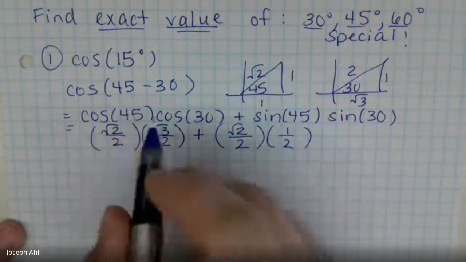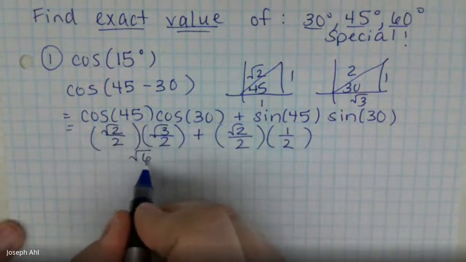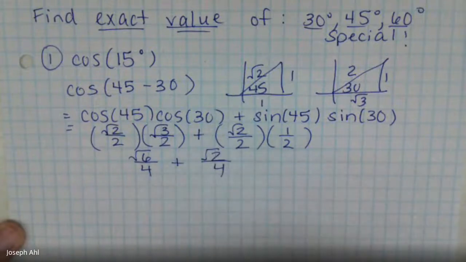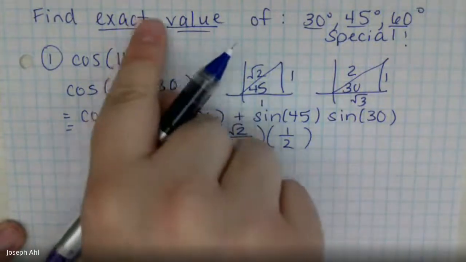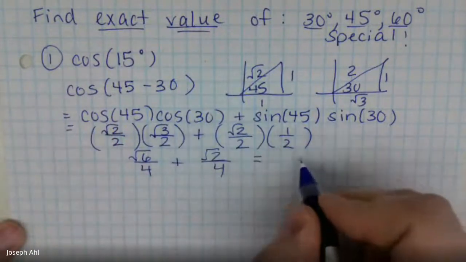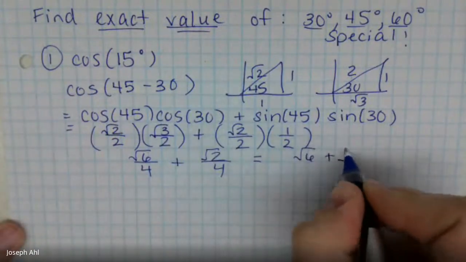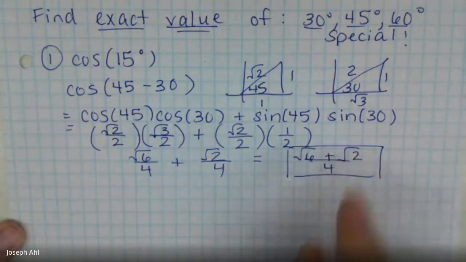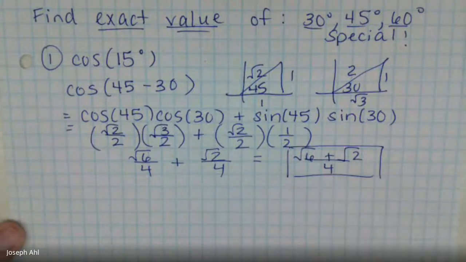From there, if you multiply these pairs, this is going to give you radical 6 over 4 plus, this is going to be radical 2 over 4. And the exact value, no decimals, anything like that, for cosine of 15 degrees is radical 6 plus radical 2 over 4. Please don't try and make that radical 8. You can't add unlike radicals. This is as simple as we can get it for cosine of 15 degrees. Okay.